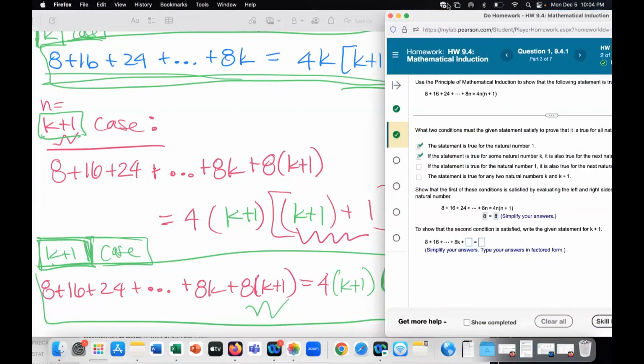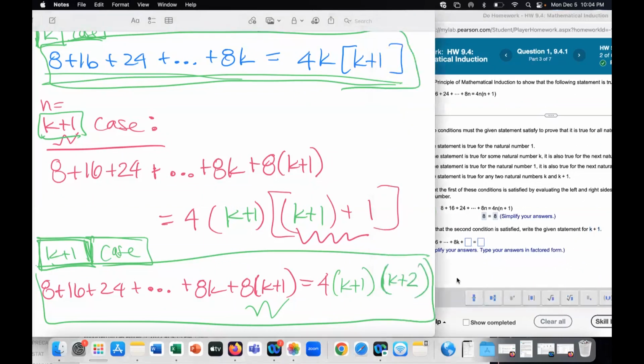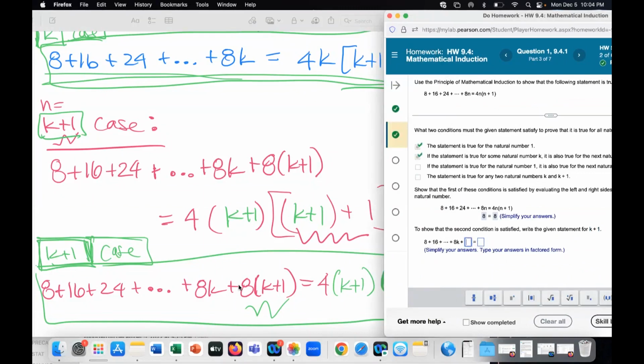Now, to show the second condition, write the given statement for k plus 1. We have the k plus 1. We have this right here. So go ahead and fill it in. They want it in factored form. So I've given it to you in the factored form. And you want this factored form because we're going to use this with this case right here to simplify the rest of it. So what's going to happen is the factored form of this would be 8 times k plus 1. Over on the right side is going to be 4 times k plus 1 times k plus 2.